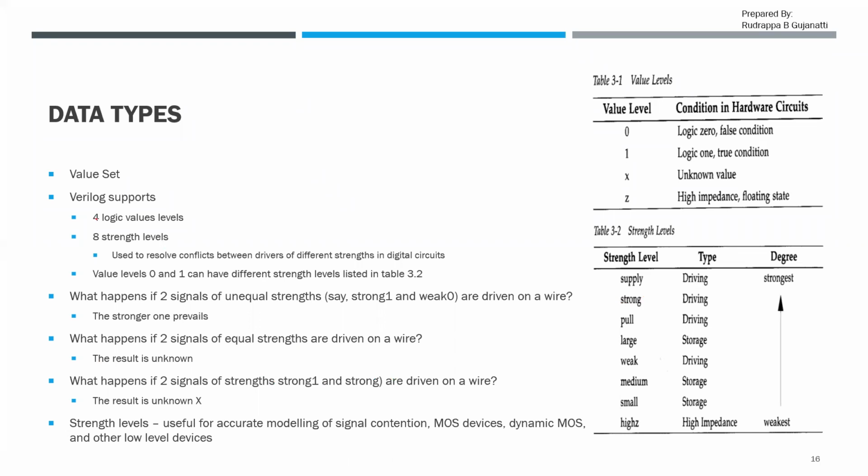So here the strength levels are basically useful for accurate modeling of signal contention. Signal contention is nothing but signals contending or competing with each other to gain access to a wire, or a signal has to be driven onto the wire. Then which signal will get access to that wire, or which signal will take a ride on that wire? That is what signal contention specifies. So signal strength basically specifies those aspects.